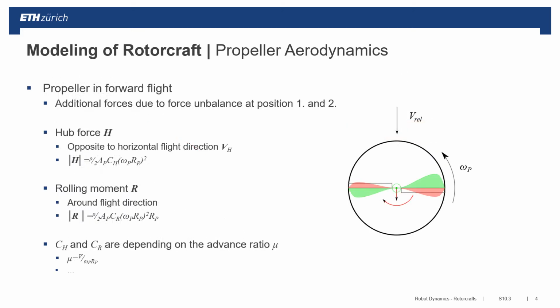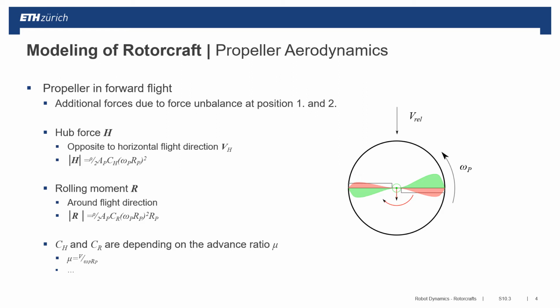If the rotor is moving forward, meaning that it's not stationary, you will have an imbalance in the forces, as you can see in the drawing in positions 1 and 2. At one point the rotor is moving towards the direction of speed, and at the other end it's moving away from it. This movement generates the hub force, which is opposed to the horizontal flight direction but is also proportional to the square of the rotational speed, and then the roll moment, which is again proportional to the square of the rotational speed.